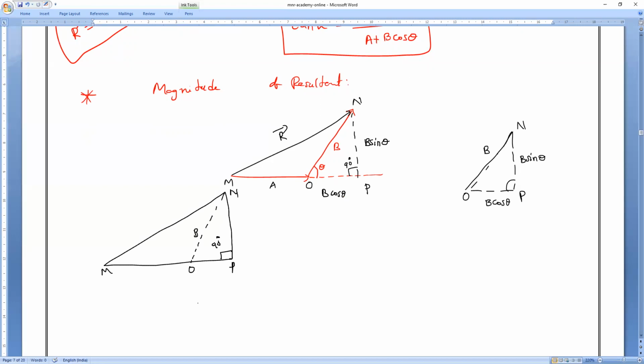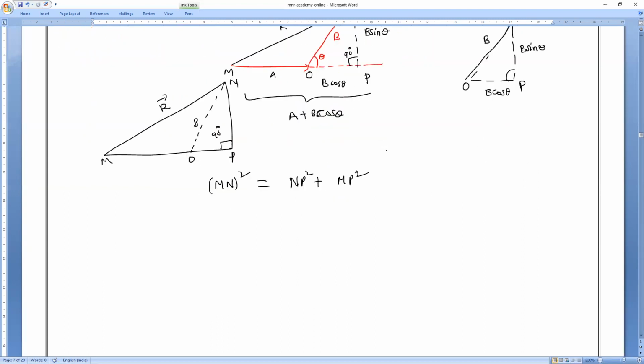Now tell me, to find the resultant vector, which theorem do we have to apply? Pythagoras theorem. So MN square, that is, resultant square, is equal to NP square plus MP square. What is MP? MP is A plus B cos theta. And NP is B sin theta. Yes or no, Pradosh? Yes, sir.